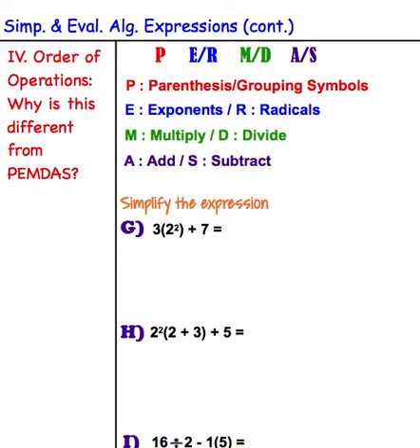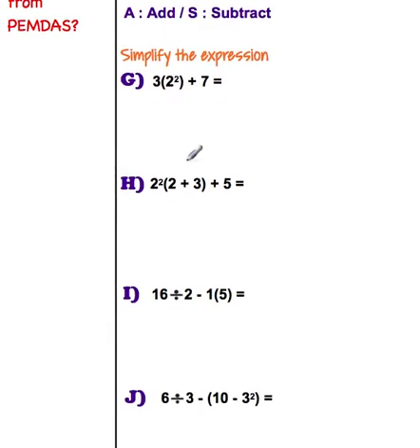Our first one here, we have 3 times 2 squared plus 7. So first thing I'm going to do is that 2 squared. So now I have 3 times 4 plus 7. And then I take my 3 times 4, which is 12, plus 7, which gives me 19. Moving on to the next one.